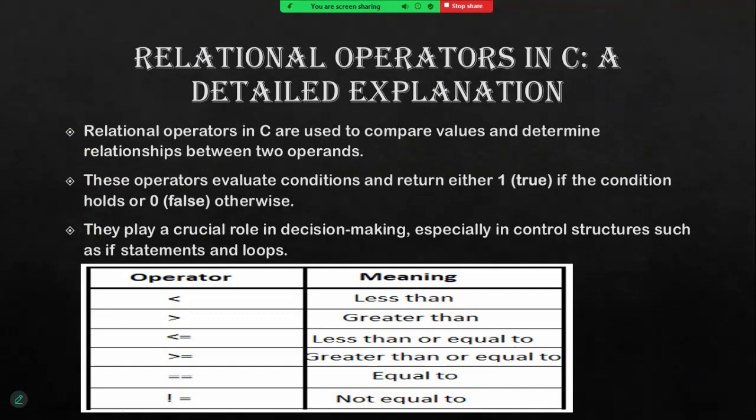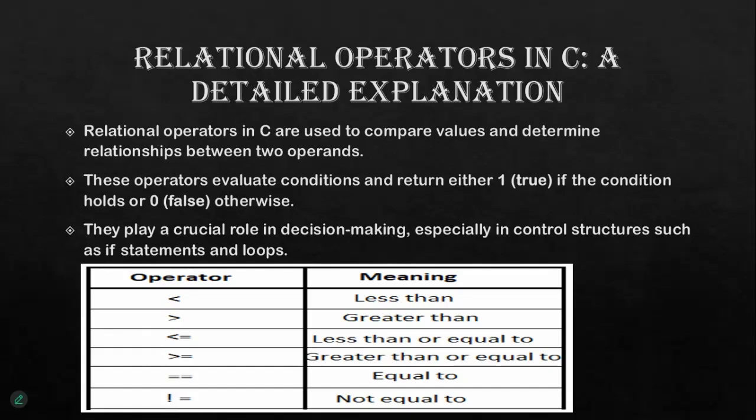These operators evaluate a condition and return either 1 if the condition holds true, or 0 if the condition holds false. So they play a crucial role in decision making. What is decision making? If else is decision making, especially in control structures: for loop, while loop, and if statements. We use these relational operators there.